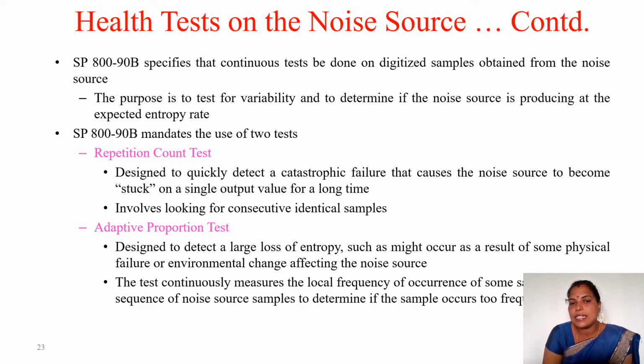The repetition count test is designed to quickly detect a catastrophic failure that causes the noise source to become stuck on a single output value for a long time, and it involves looking for consecutive identical samples. Next is the adaptive proportion test, which is designed to detect a large loss of entropy, such as might occur as a result of some physical failure or environmental change affecting the noise source. So these tests have to be done on the number generated using the entropy source from the noise source.